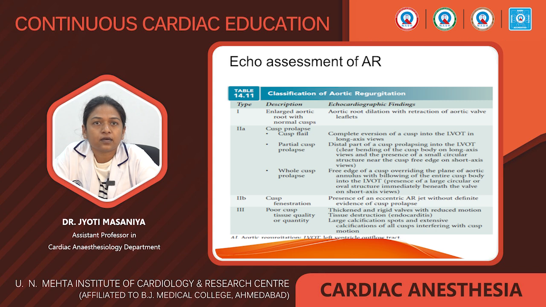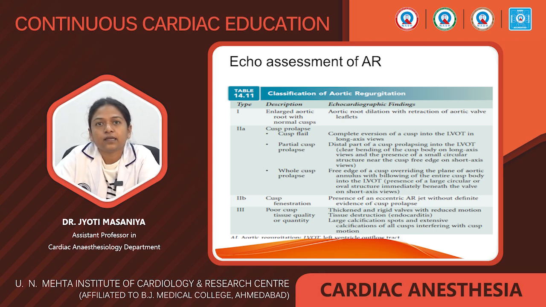Cusp prolapse is further divided into 3 types: cusp flail, partial cusp prolapse, and whole cusp prolapse. Cusp flail is said when there is a complete eversion of the cusp into the aorta in long axis view. Partial cusp prolapse is when there is a distal part of the cusp prolapsing into the aorta, and whole cusp prolapse is when there is a free edge of the cusp overriding the plane of aortic annulus with the billowing of entire cusp body into the aorta. Type 2B AR is because of the cusp fenestration, and type 3 AR is because of poor cusp tissue quality or quantity.